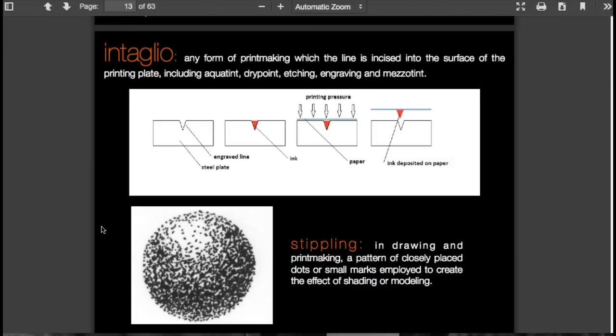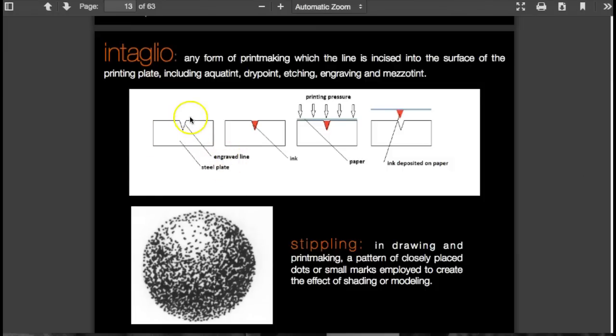With intaglio, we're incising into a surface, and that is the place that the ink adheres to that is actually printed. So it's that negative space, really, or that positive incision that is actually printed. And so we have a plate where the line is incised into the surface, and this includes different versions or different styles of intaglio, such as aquatint, dry point, etching, engraving, and mezzotint. We're only going to look at etching and engraving. But this gives you an example.